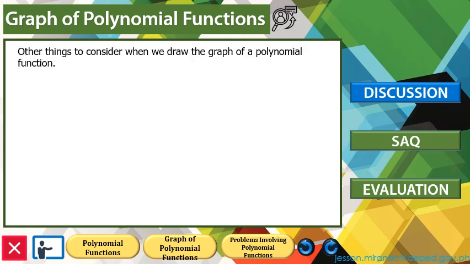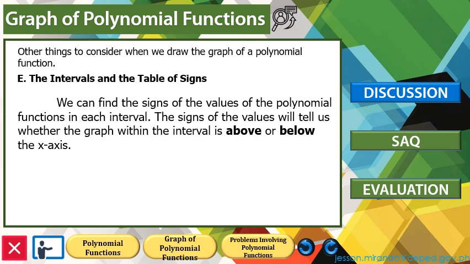In graphing polynomial functions, you have to consider also the intervals and the table of signs. We can find the signs of the values of the polynomial function in each interval. The signs of the values will tell us whether the graph within the interval is above or below the x-axis.